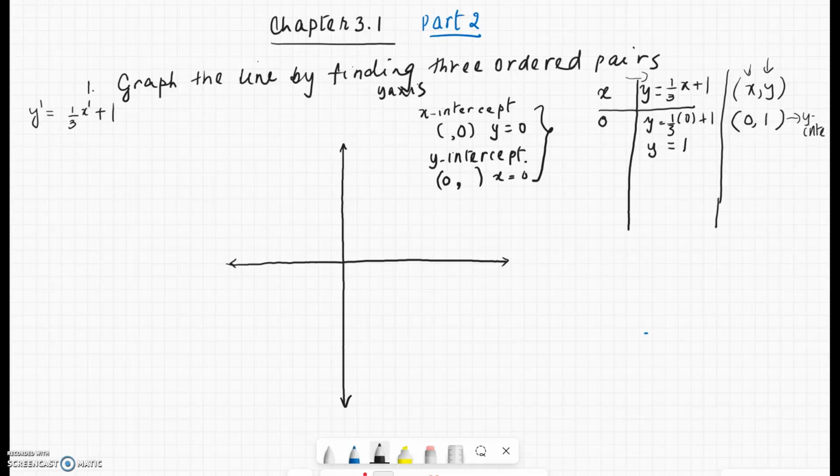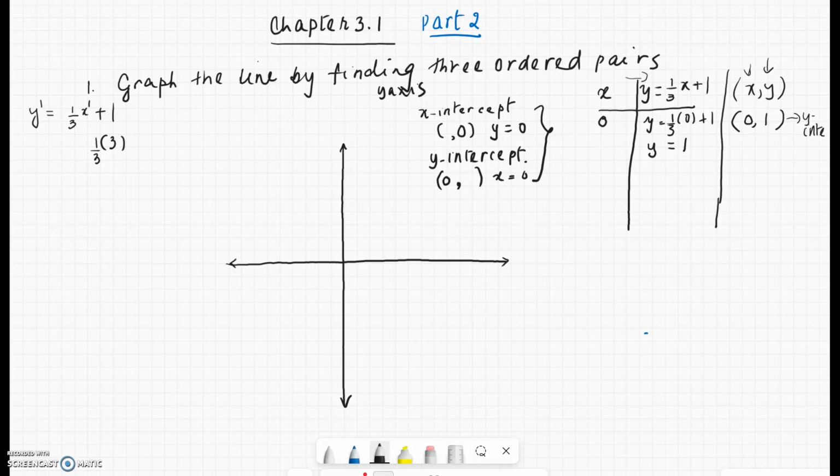Now, remember, we don't want to deal with fractions when it comes to graphing. It's hard enough to plot the points when the coordinates are whole numbers, right? So we don't want fractions. So how do we avoid fractions? If I plugged in, let's say, a 2, I'm going to get 2/3 plus 1. Not a good idea. So what is it that I could plug in for x, so that way we get rid of the denominator?